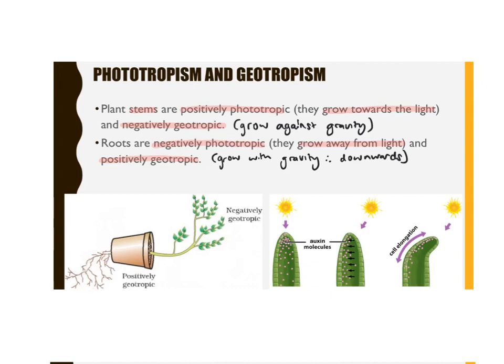They're growing down with gravity, and ideally, if the light is up here, they're growing away from the light because roots are negatively phototropic.